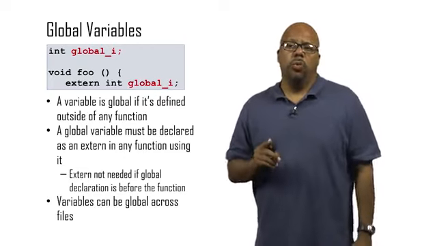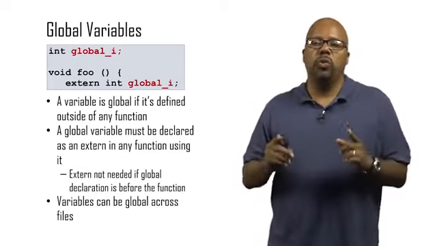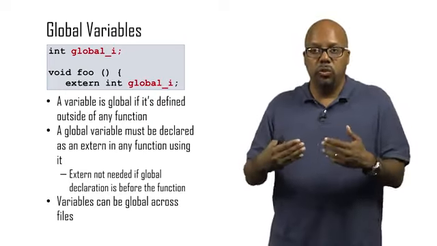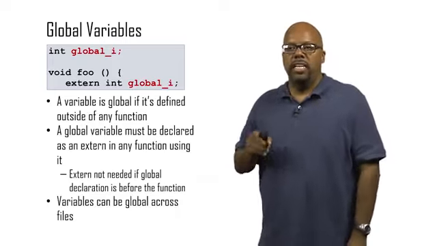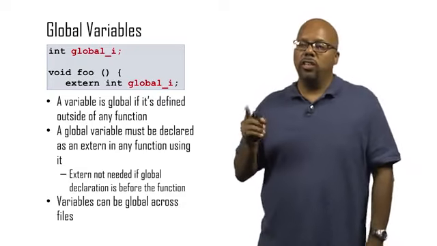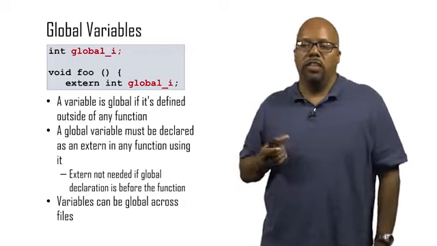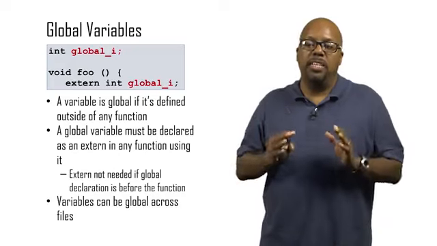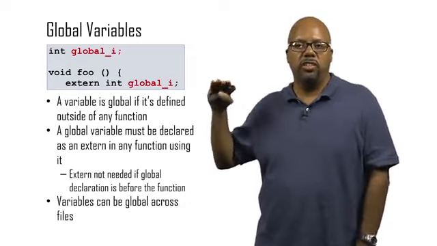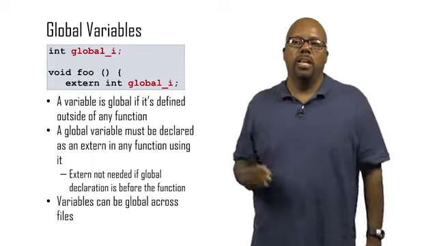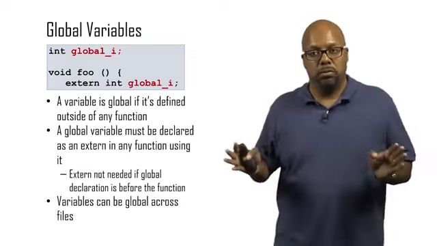Now, in order for this variable to be seen by other functions, in every function where you want this variable to be used, you have to declare it as an extern. Look at foo: it says extern int global I. It looks like I'm redeclaring the same variable, but I put that extern in front of it, which means it's an external variable. So that means this is going to be global. If at the top of foo I say extern int global I, then anytime I refer to global I inside foo, I'm referring to the one global I that everybody sees.